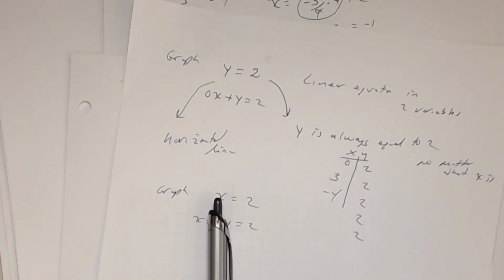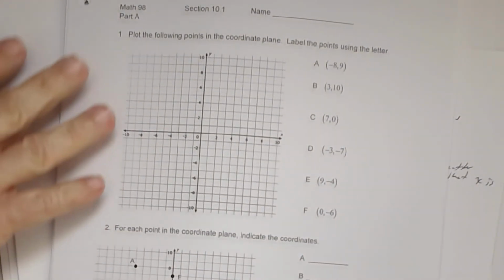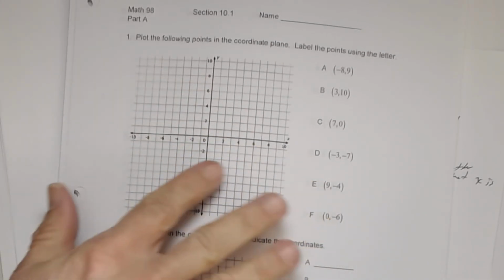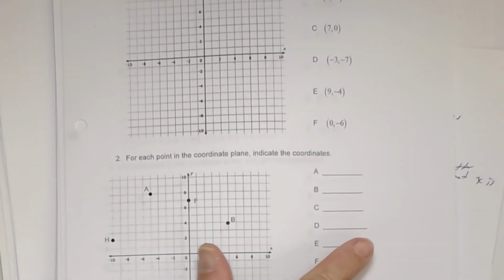So your worksheets look like this. I'll just quickly tell you what they look like. Now there are two. I'm going to post this video probably tomorrow. There are 2 videos on section 10.1. And 10.1 is just where you're plotting points, and then given a point, tell me where the coordinates are. Okay, so that's what this is.